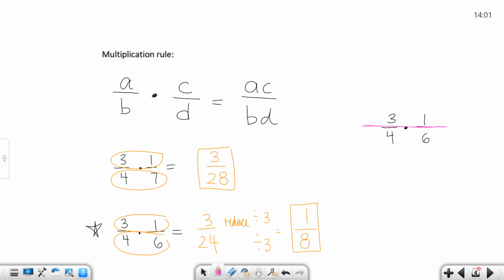So 3 doesn't go into 4, but 3 and 6 do reduce. 3 goes into 3 one time, and 3 goes into 6 two times. So I divided by 3 and divided by 3. What I did at the top, I did to the bottom. So then you could say 1 times 1 would give me a 1, and 4 times 2 would give me an 8. You get 1/8 either way. It's just a matter of, do you want to multiply first and then reduce, or reduce first and then multiply?